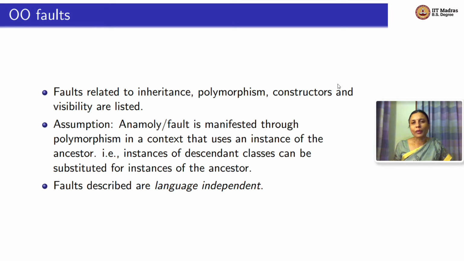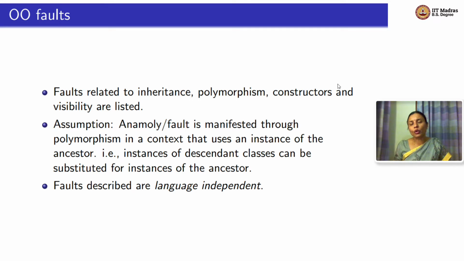And the fault or the anomaly, we use these terms synonymously. An anomaly can be manifested as a fault or can just be left as an anomaly without causing any visible mistake at the level of output, but we may not distinguish too much. We assume that the list that we're going to see deals mostly with faults that relate to polymorphism, and specifically in the context that uses an instance of an ancestor. That is, instances of descendant or child classes can be substituted for instances of an ancestor.